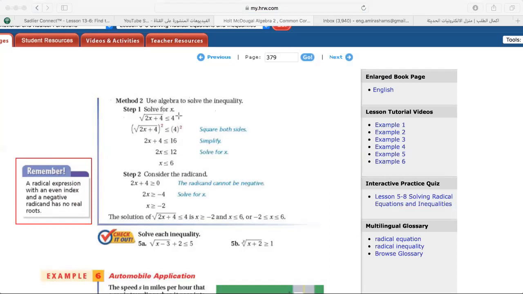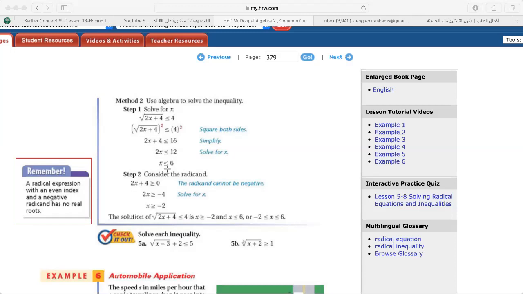Okay, use algebra to solve the inequality. Solve for x. Square root of 2x plus 4 is less than or equal to 4. Square both sides. All the steps are repeating themselves. Square roots, so I will raise them to the power of 2. So 2x plus 4 is less than or equal to 16 because 4 to the power 2 is 16. Subtract 4 from both sides. 2x is less than or equal to 12. So x is less than or equal to 6.